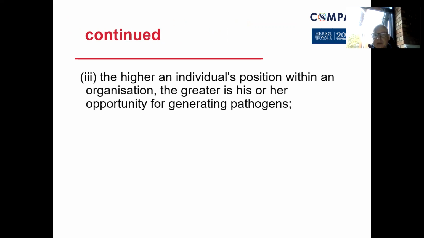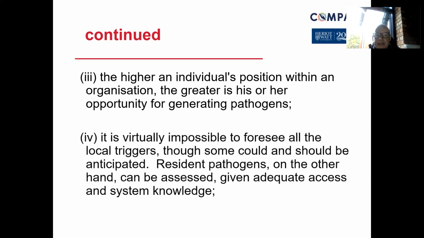Thirdly, the higher an individual's position within an organization, the greater his or her opportunity for generating pathogens. Now, this is, for me, a key point. It's that management failings, rather than human failings, management failings to put the appropriate time, effort, and resource into controlling risk. And again, as we said in the previous part, it's about that latency and that attitude and culture that's been allowed to develop because they've not given the true respect and time that they should for the level of risk involved. And then fourthly, it's virtually impossible to foresee all the local triggers, though some could and should be anticipated.